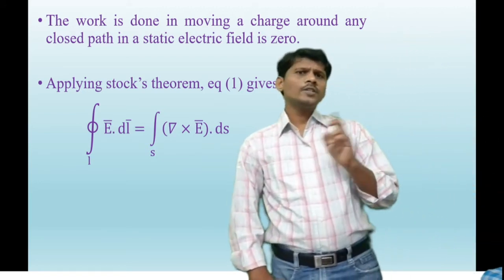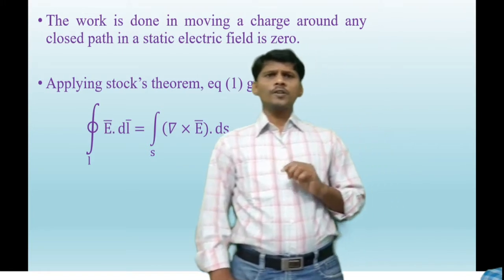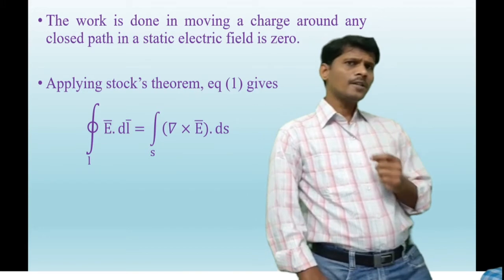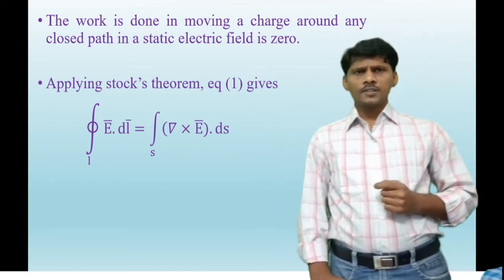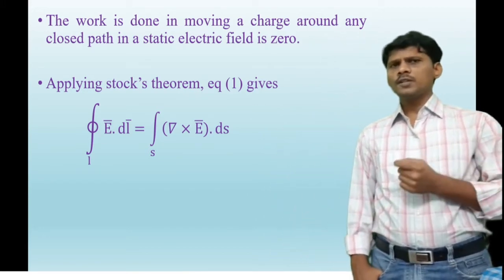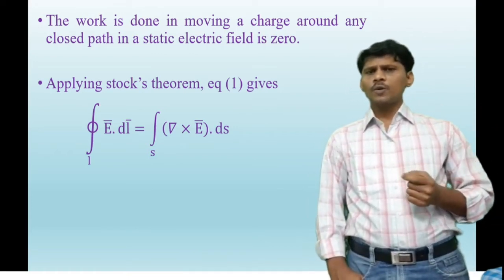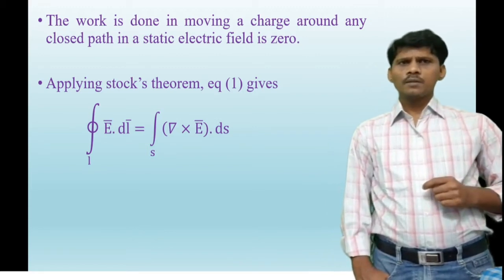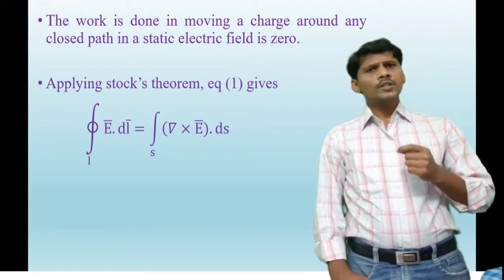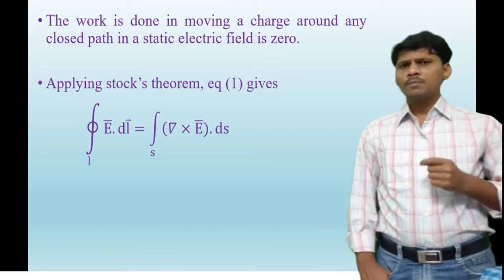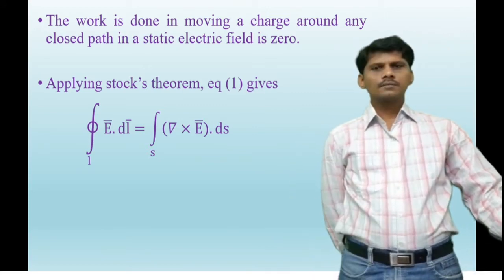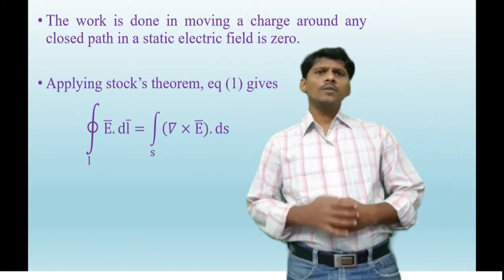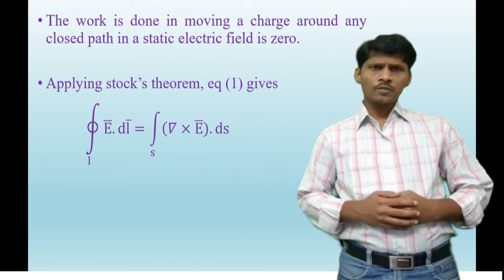So what is the conservative nature of the field expression? Closed line integral of E bar dot dl bar is equal to 0. But we know Stokes theorem, where E bar is the vector quantity electric field intensity. Using Stokes theorem, closed line integral of E bar dot dl bar is equal to the open surface integral of del cross E bar dot ds bar. Using the conservative nature of the field, closed line integral of E bar dot dl bar is equal to 0.